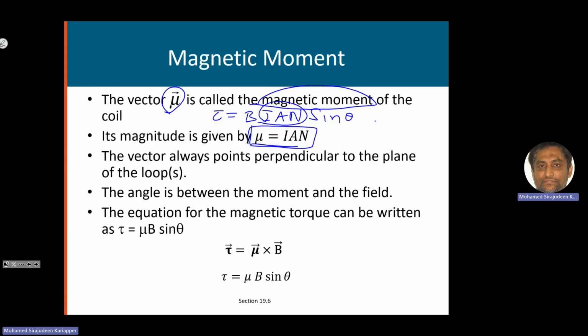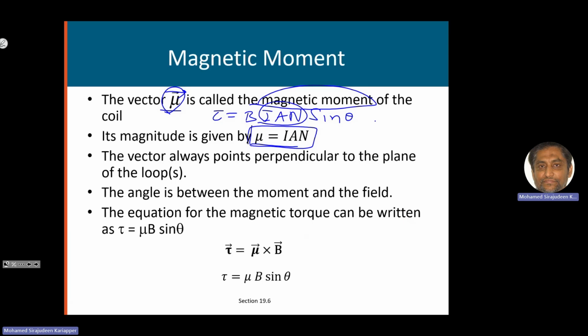So mu is the magnetic moment of this current carrying loop. It is equal to the current through the loop multiplied by the area of the loop multiplied by the number of loops, and it has the symbol mu, the Greek letter. And we make it a vector. How do I make it a vector? I is a scalar, A is a scalar, N is a scalar, but for the area, we can say that the direction perpendicular to the area of the loop is the direction of the magnetic moment of the loop.